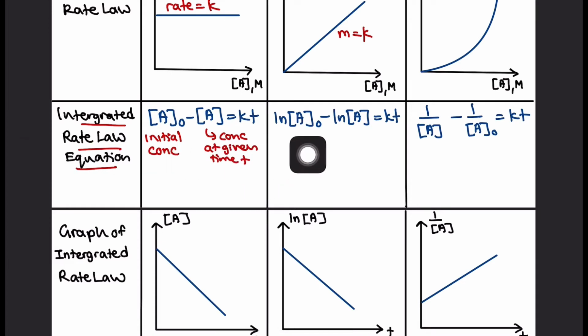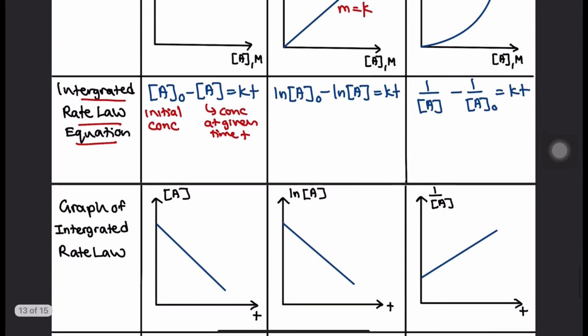Next, for first order reaction, it would be ln of initial concentration minus ln concentration equals kt. And as for second order, it would be 1 over concentration of A minus 1 over initial concentration of A equivalent to kt.